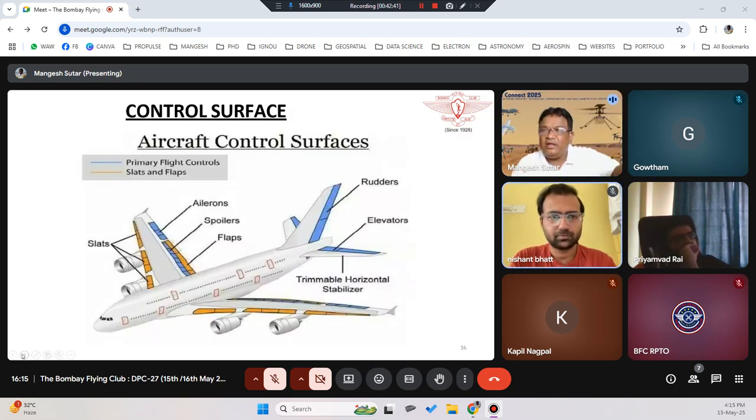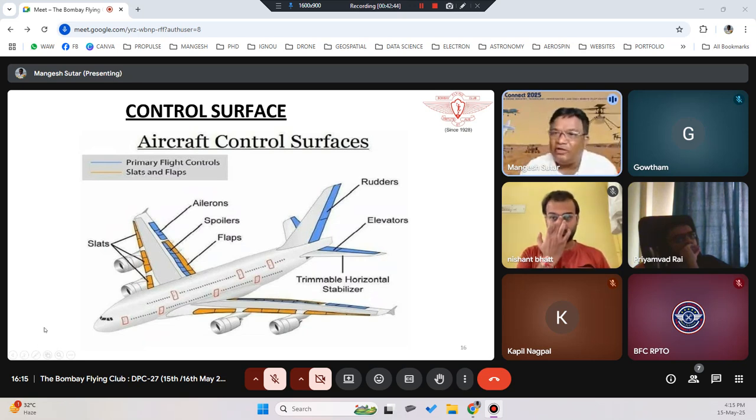Right, sir. Okay, now let's see. Now as you have taken the topic, this will give you more clarity. This slide will give you clarity. There is something called a control surface. So aircraft control surfaces: there are primary control surfaces and there are secondary control surfaces.